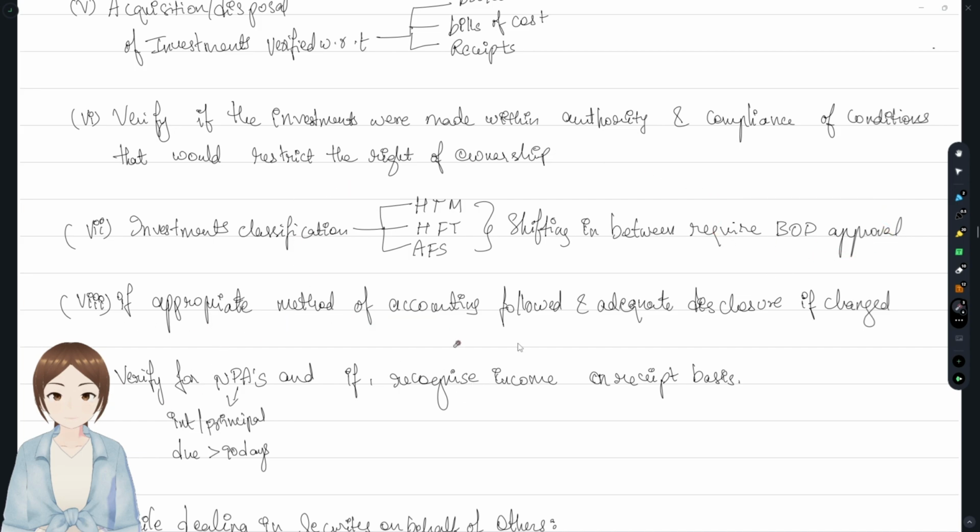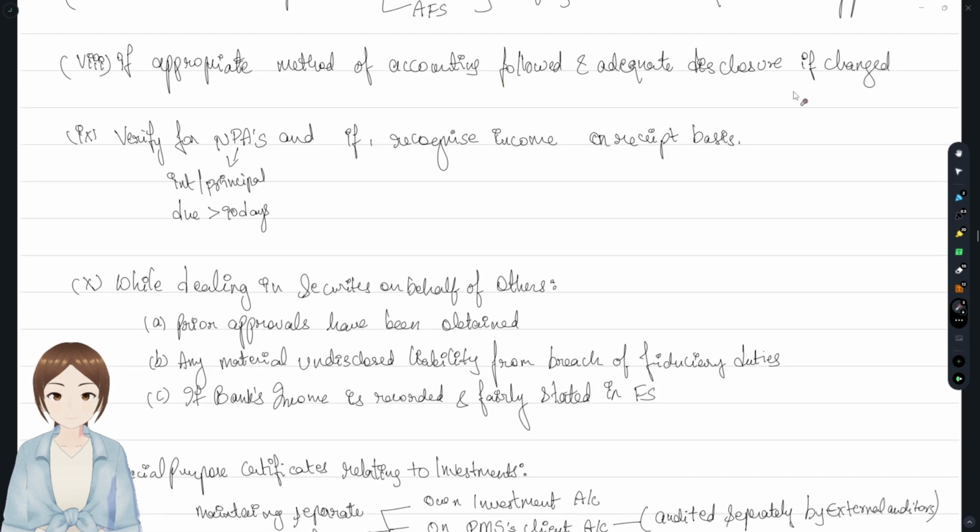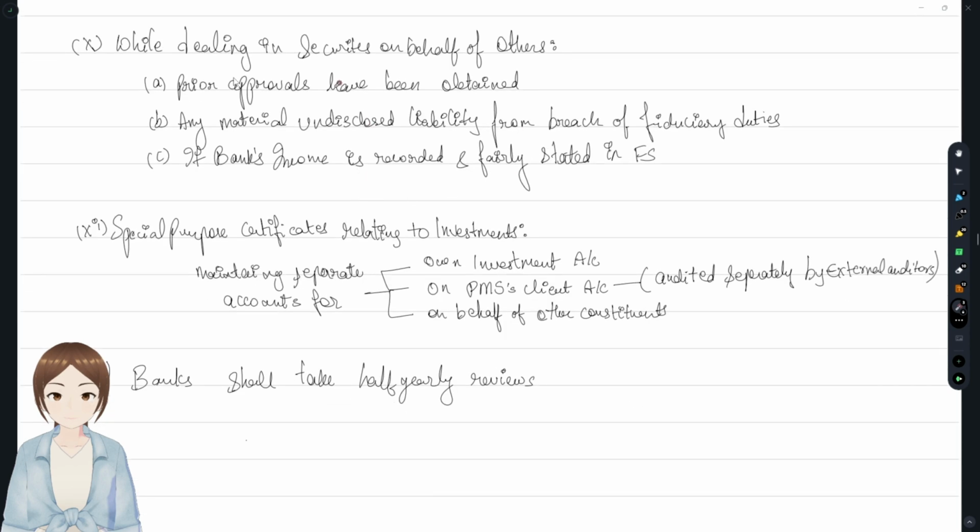Okay, check if the appropriate method of accounting was followed and adequate disclosures made if changed. And verify for NPAs if income is recognized on a receipt basis. If interest or principal is overdue more than 90 days, we call them NPAs. You need not remember this, but you have to write it here. We have a separate section under bank audit only with regards to NPAs and sale and purchase of NPAs. We'll discuss in detail there.